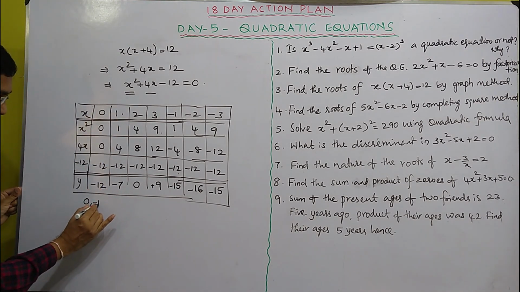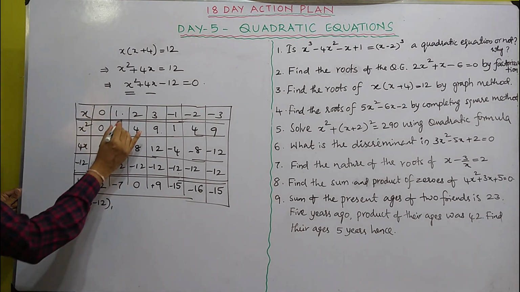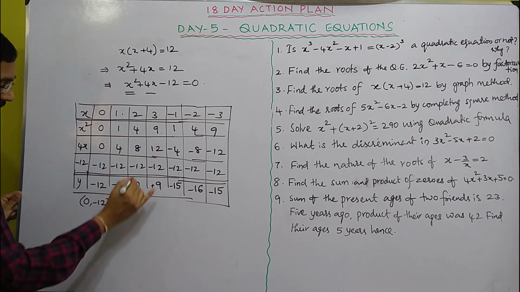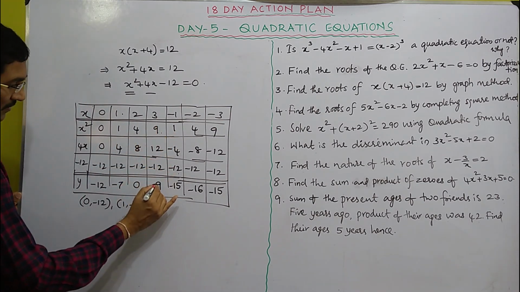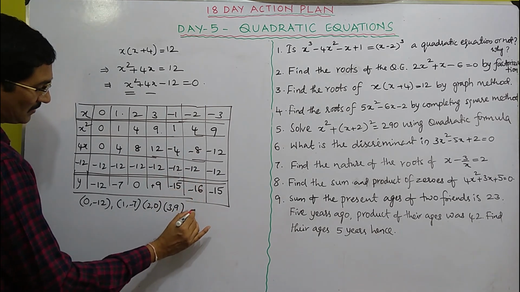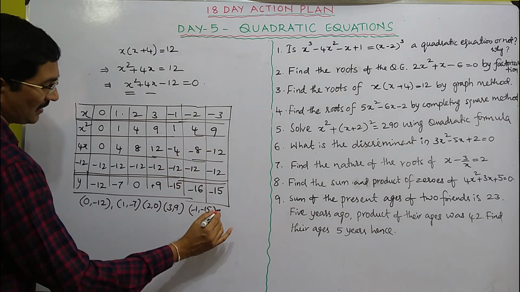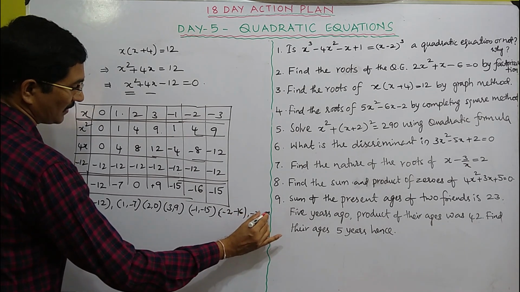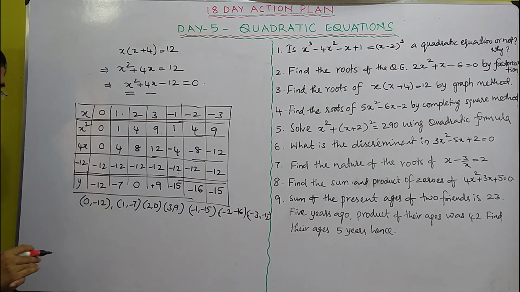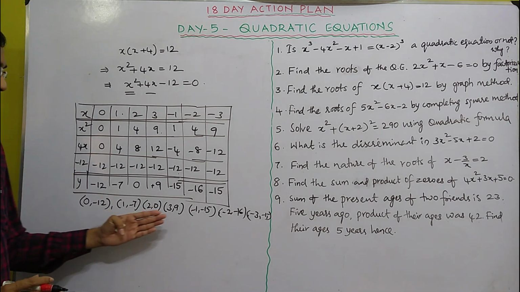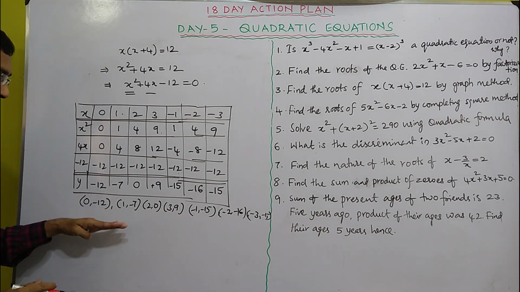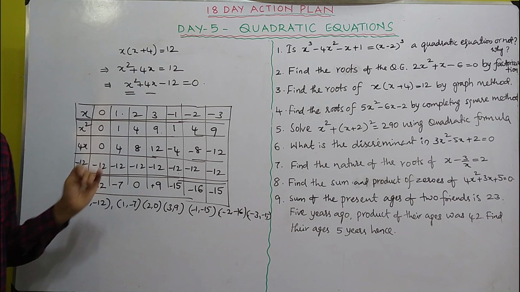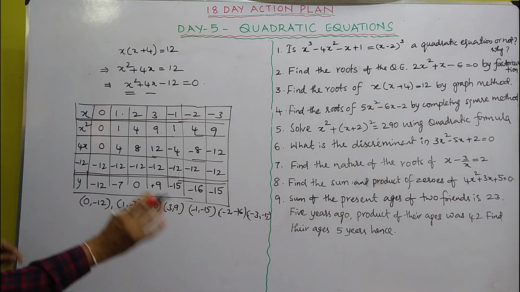So 0 comma minus 12, 1 comma minus 7, 2 comma 0, 3 comma 9, minus 1 comma minus 15, minus 2 comma minus 16, minus 3 comma minus 15. So this is what happens. These are the coordinates we have, and based on this we will draw a graph. Let us see how we can draw the graph.